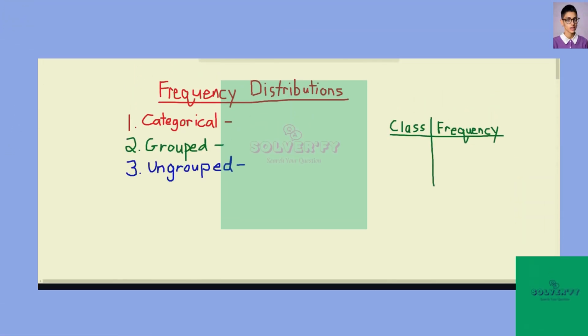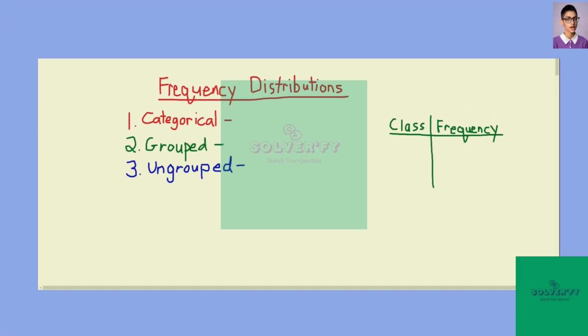There are three types of frequency distributions: categorical frequency distributions, grouped frequency distributions, and ungrouped frequency distributions. Categorical frequency distributions use qualitative data only. These would be anything that is a name or a label.